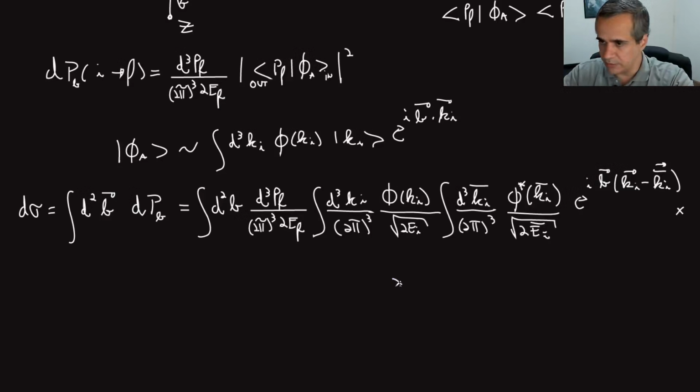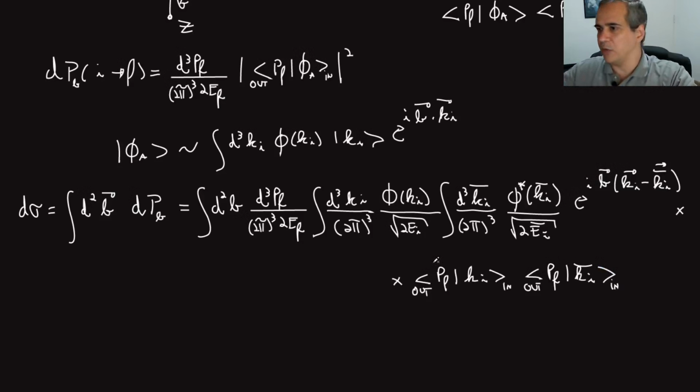So I get the out state with momentum pf, times ki in, times out pf, bracket with ki bar in. So that's the thing I need to calculate, right?